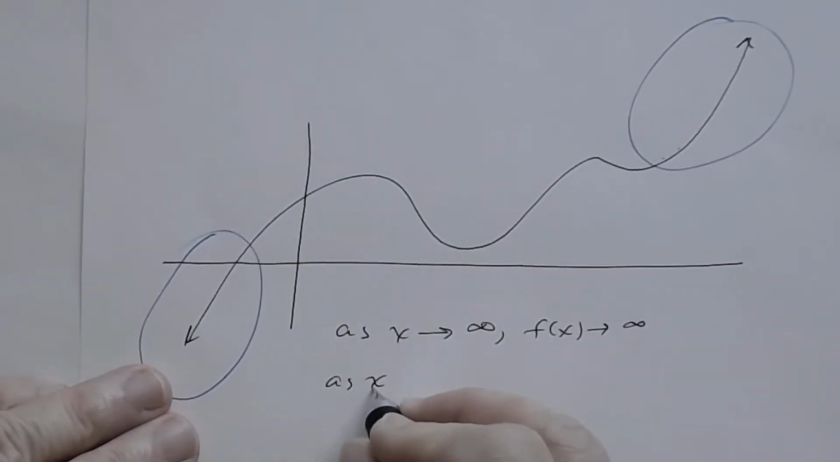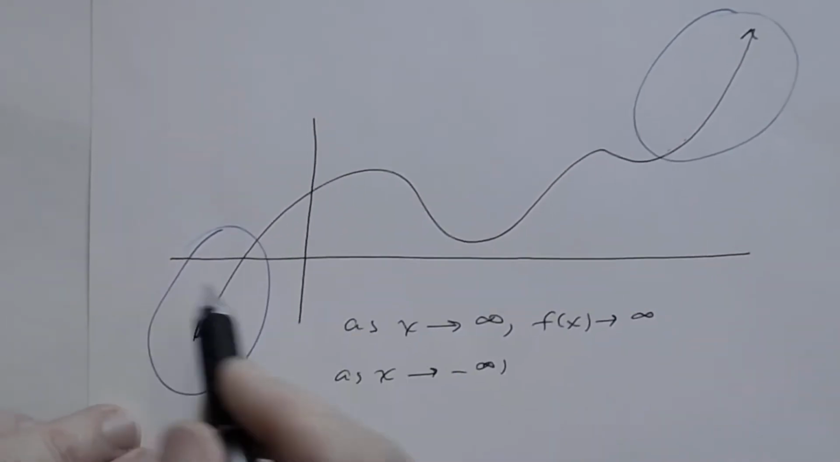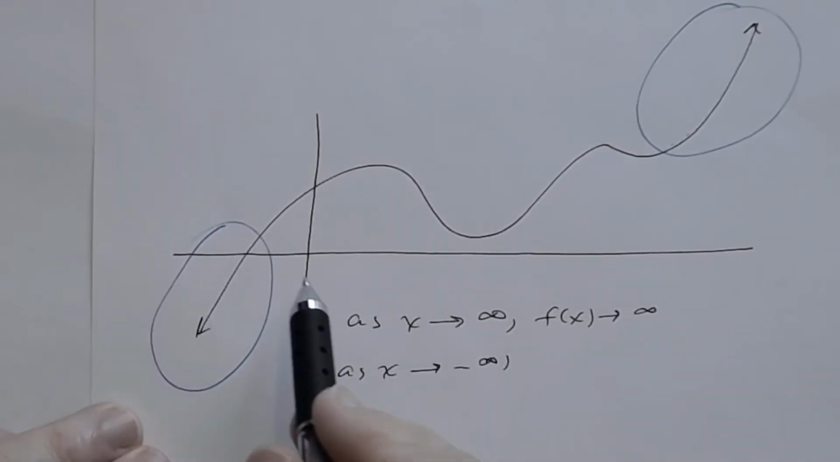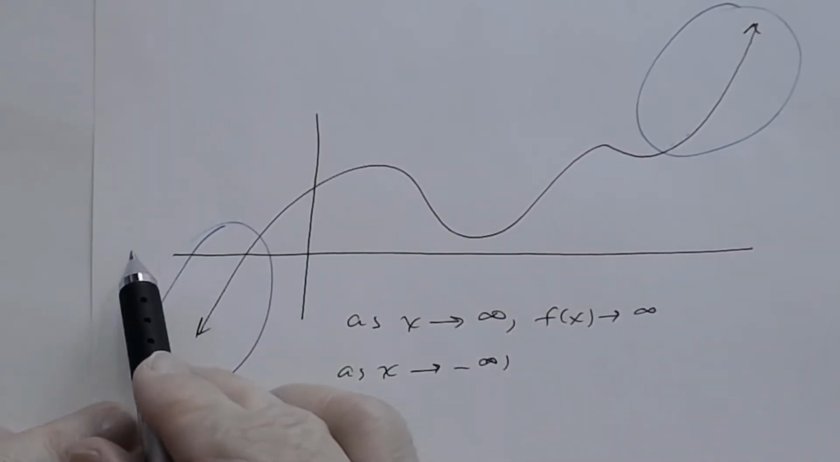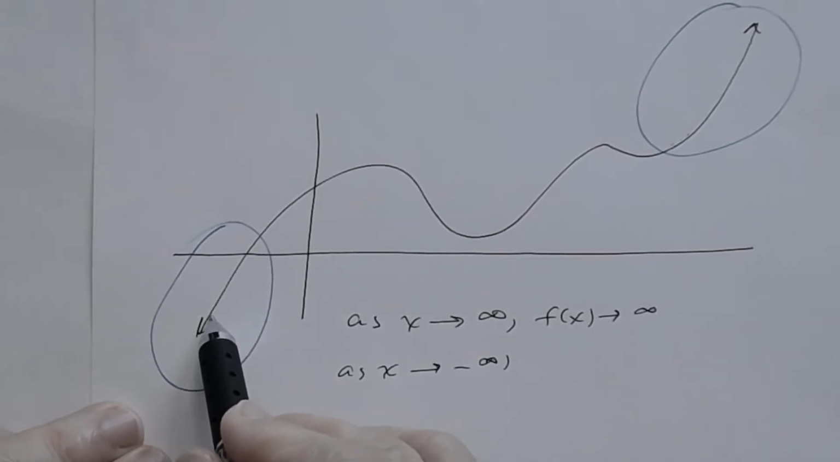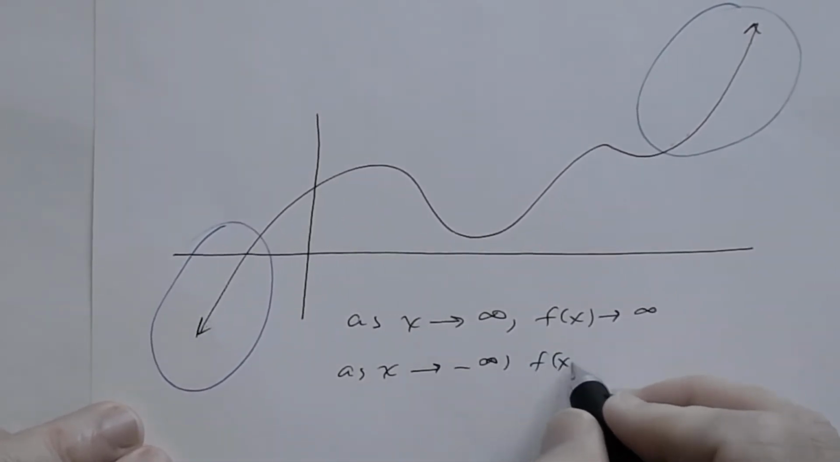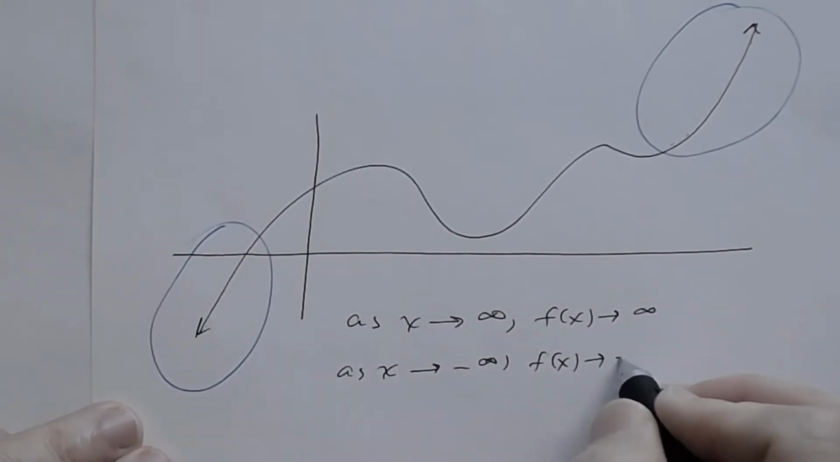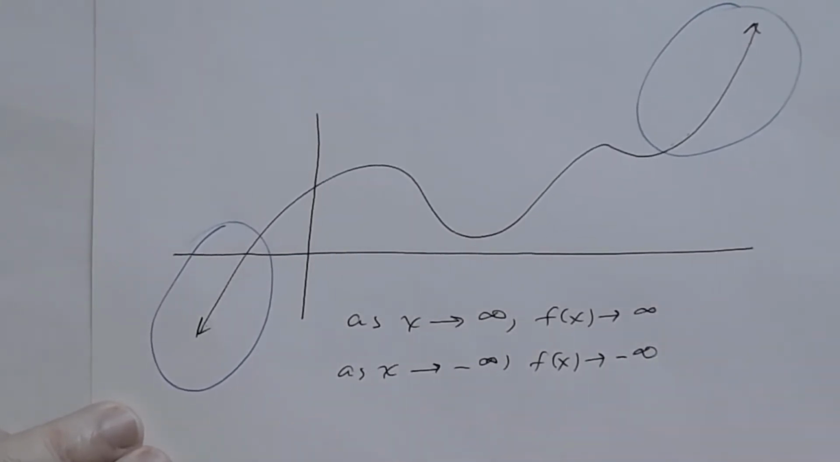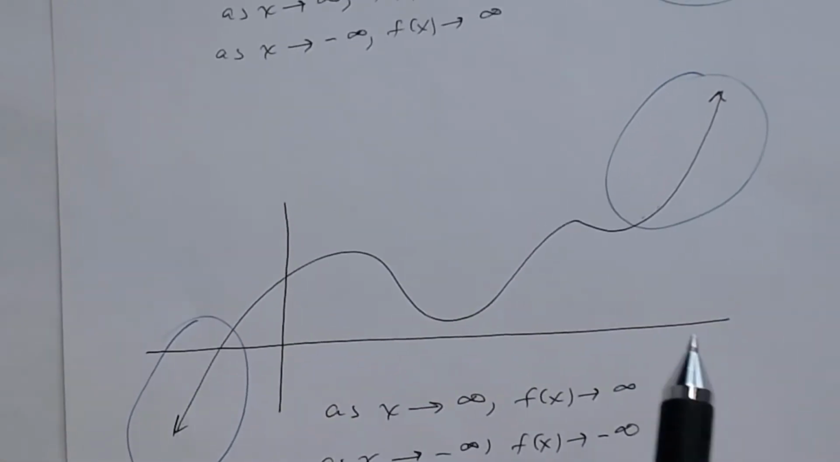So as x approaches negative infinity, so on the other side, on the far left, as x gets smaller and smaller and smaller, what are those y values doing? Well, those y values are becoming more negative. So f of x is approaching negative infinity. All right. Now, those are the only four.